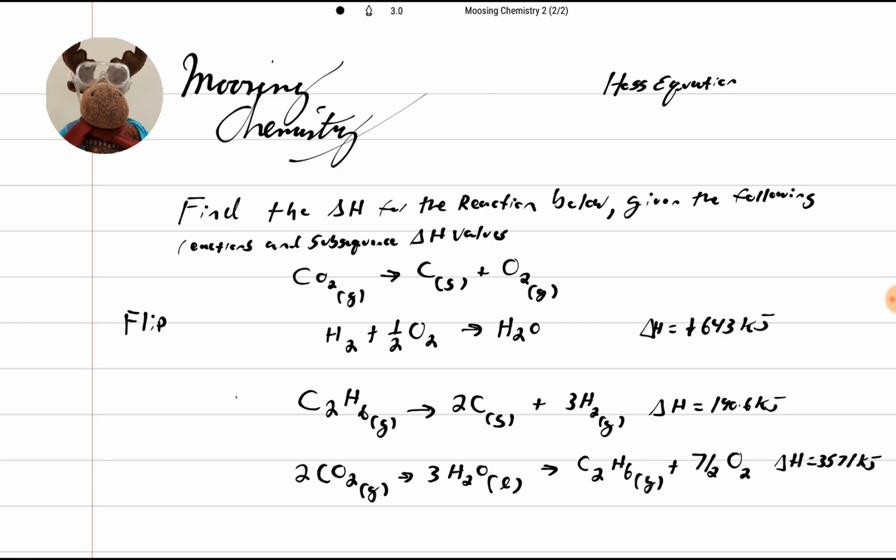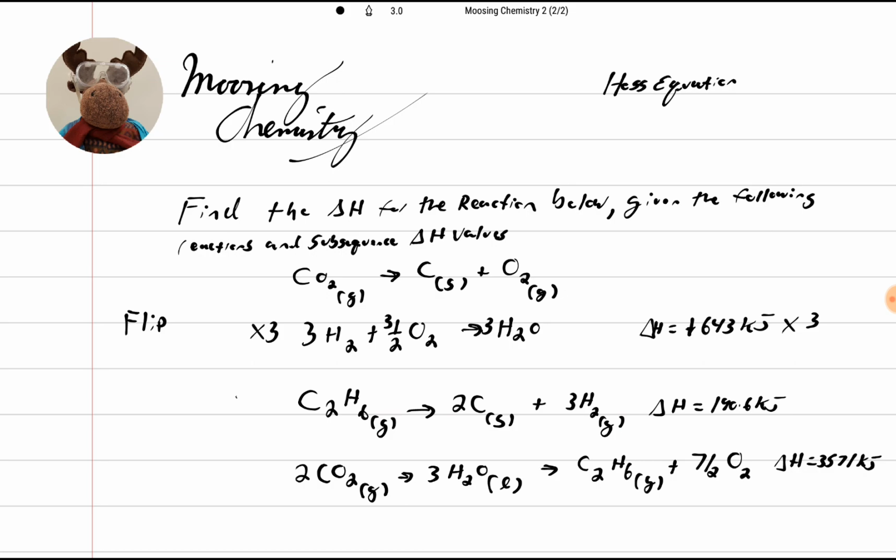We've got one water there and we've got three waters here, so we need to have three waters. So we're going to multiply everything here by 3. Multiply everything by 3 here. When we do that, we put 3 here, 3 there, 3 there. But when we multiply everything by 3 here, we have to multiply this also by 3.